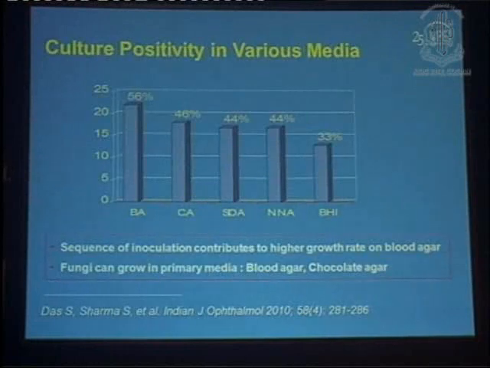We in fact published a paper where we showed that the fungus grows very fast on blood agar, and it grows actually more on blood agar than on SDA. But this could be because when we collect the sample, we first inoculate blood agar and then we go to other media. So it is possible that more of the sample comes on the first medium, which grows the fungus better.